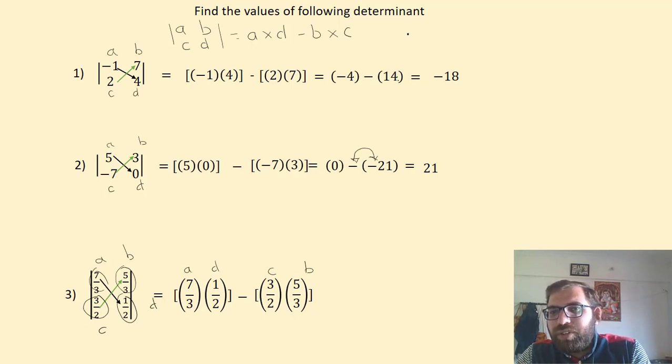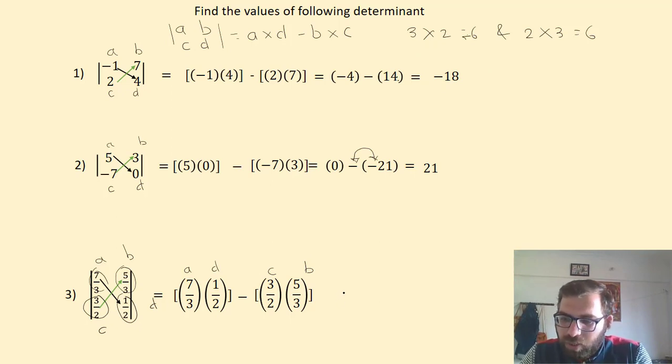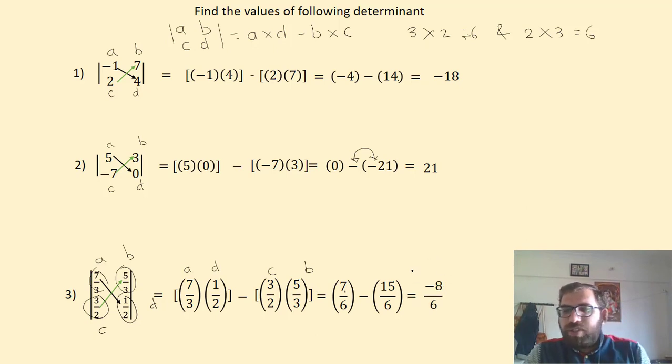As we know, 3 into 2 is 6, and 2 into 3 is also 6. So the product is commutative. We can interchange the terms and the product remains the same. So you can write CB or BC, it does not matter. Now 7 into 1 will be 7 and 3 into 2 will be 6. So 7 by 6 minus 15 by 6 will give you -8 by 6. So these are the three determinant problems. Let us proceed with Cramer's rule.